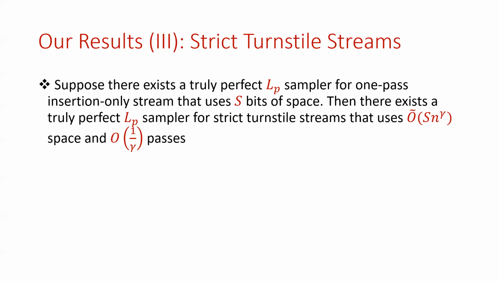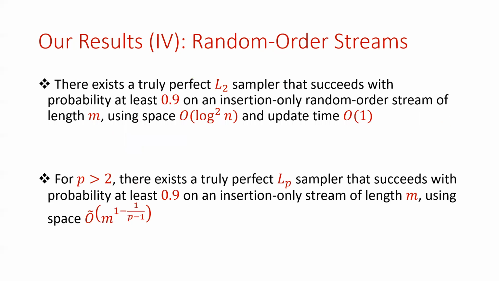Finally, we show that there exists a truly perfect LP sampling for strict turnstile streams that adapts a truly perfect LP sampler for one pass insertion-only streams. So our result converts an insertion-only stream perfect LP sampler to a truly perfect sampler on turnstile streams. Sorry, strict turnstile streams. And we get a trade-off for space and the number of passes. So that's our results for arbitrary order models.